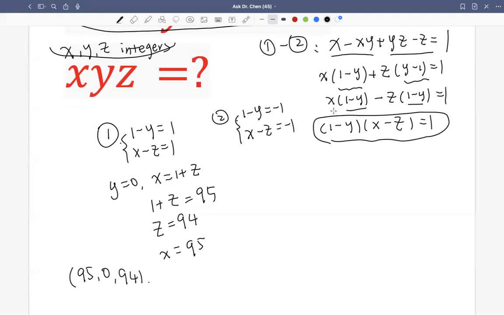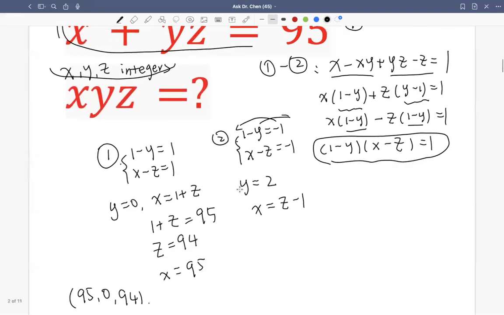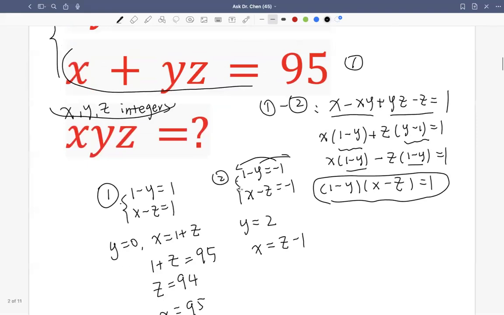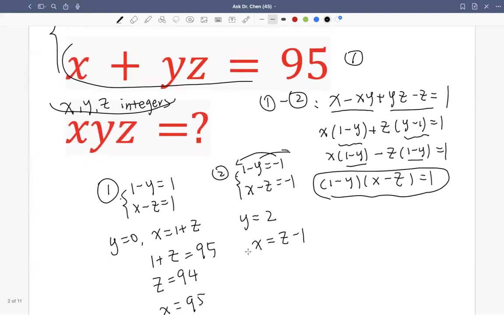Let's say case 2. Move this negative 1 to this side, move y to this side, so we get y equals 2. Then x equals, move z to the other side, z minus 1. Now we can substitute into the equations. Let's substitute in the second one again. So change x to be z minus 1, then plus y, which is 2, times z is 2z. That equals 95. z plus 2z is 3z.